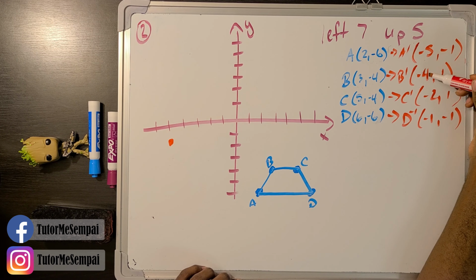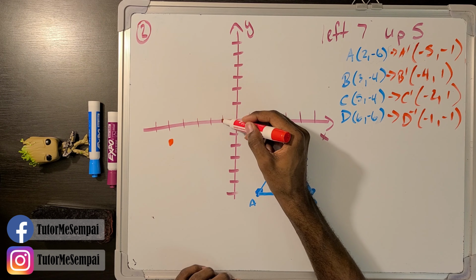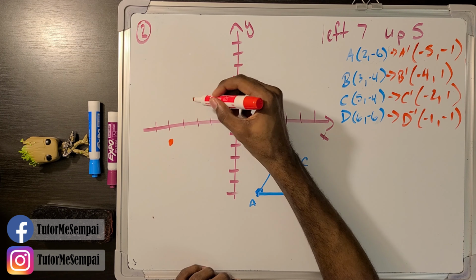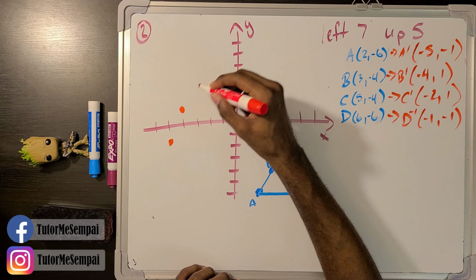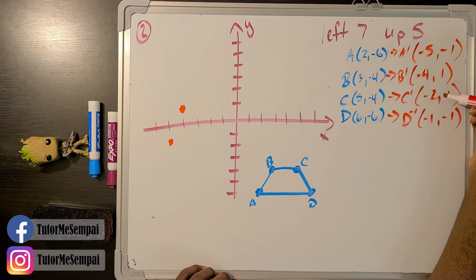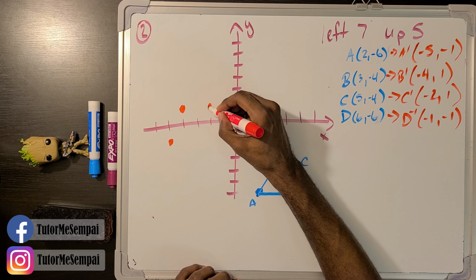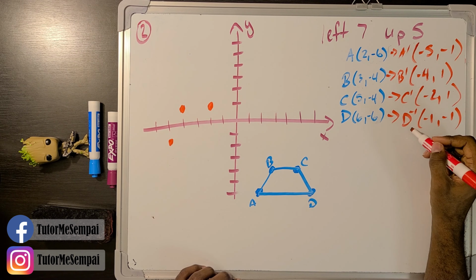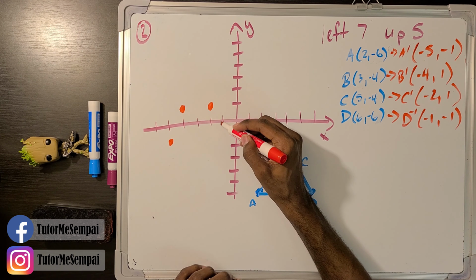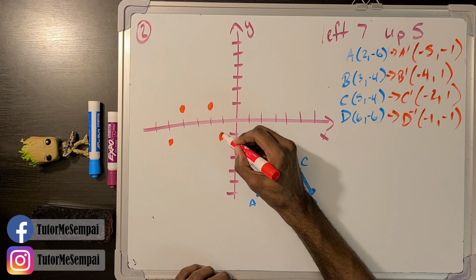B prime is going to be negative 4, 1, right? So we're going to go to the left, 1, 2, 3, 4, but we're going to go up 1 this time. So it's going to be right around here. The C prime means we're going to go negative 2, so 1, 2, and then go up 1 again. And our D prime means we're going to go negative 1 and then down 1.